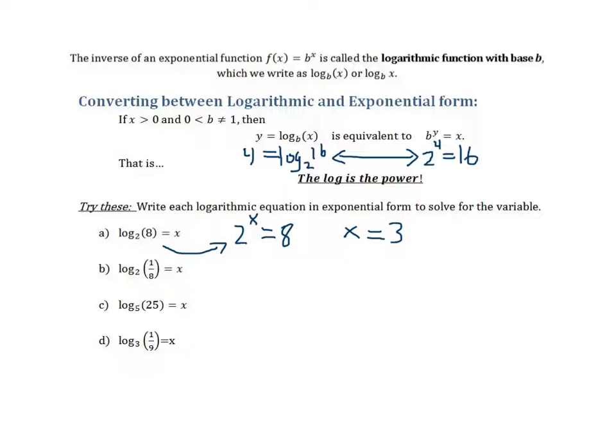Here we have log base 2 of 1/8. Oh boy. So we have 2, that's the base. So 2 to some power is equal to 1/8. Well, to get this fraction, we're going to need a negative power. So this needs to be a negative number to give us this fraction, and so we realize that x is negative 3. 2 to the negative 3rd power is 1/8.